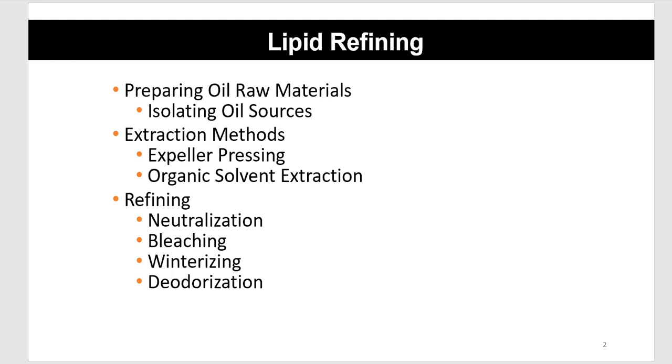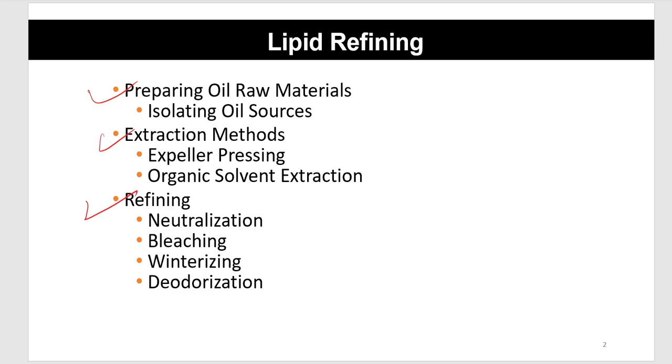We have 3 steps in oil processing. Refining is the major step. And the first step is preparing the raw material for oil processing. Then, in the next step, oil is separated from its source. And this step is called extraction. We will see 2 major oil extraction processes: expeller pressing and solvent extraction. And the last step is refining.